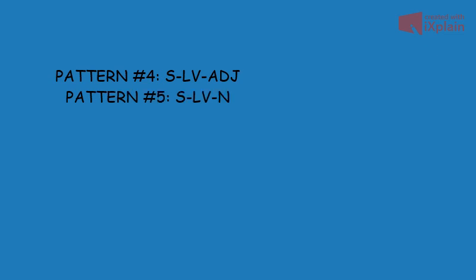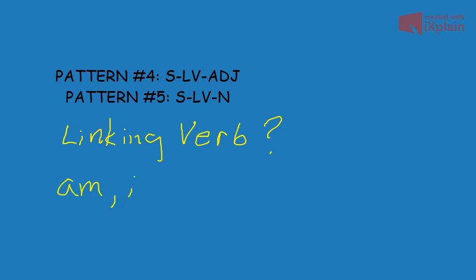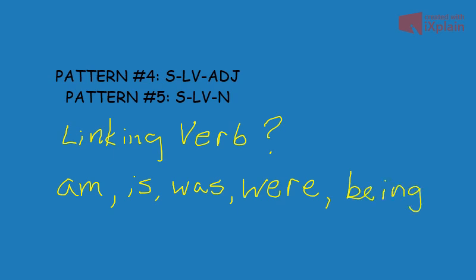Patterns number 4 and 5, I'm sorry, consist of, pattern number 4 consists of a subject, a linking verb, and an adjective, and pattern 5 consists of a subject, a linking verb, and a noun. You can identify a linking verb by replacing the verb with some form of the be verb, and the sentence still makes sense.